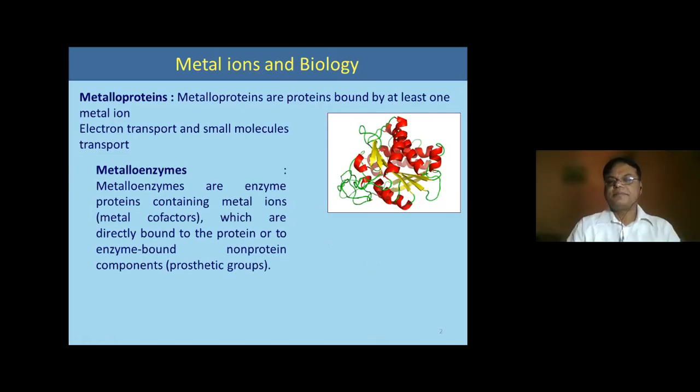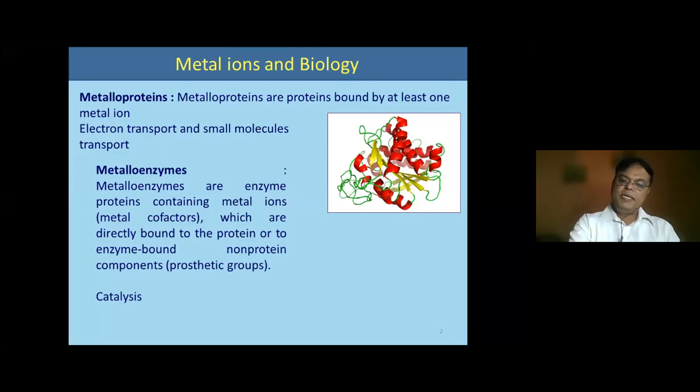Okay. Fine. Then to talk about metalloenzymes. Enzymes, we know, are biological catalysts, and metalloenzymes are basically enzyme proteins containing metal ions, and these are called metal cofactors. These are directly bound to the protein, or to an enzyme-bound non-protein part, and this particular part is called prosthetic groups. These metalloenzymes are very, very important in different catalytic reactions inside the body.